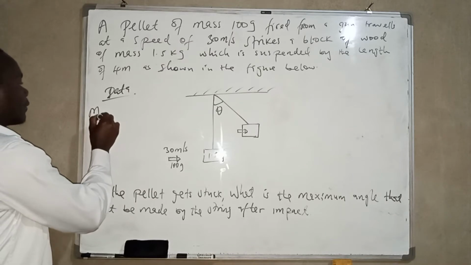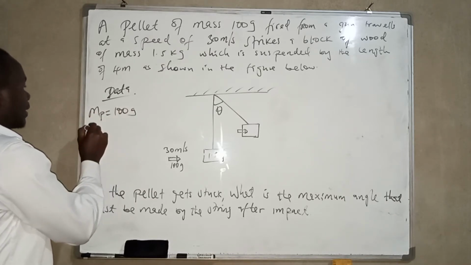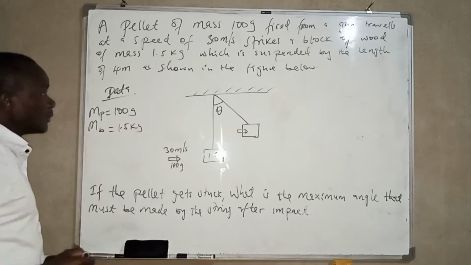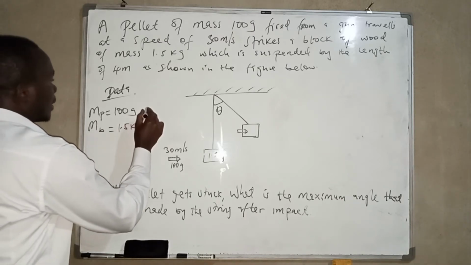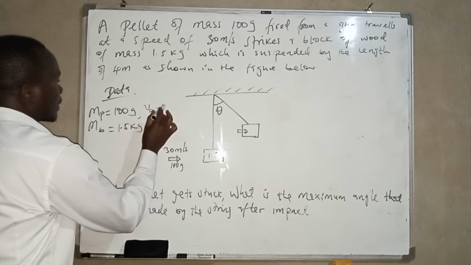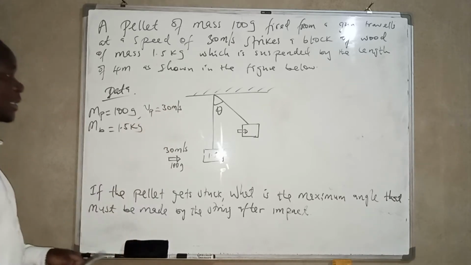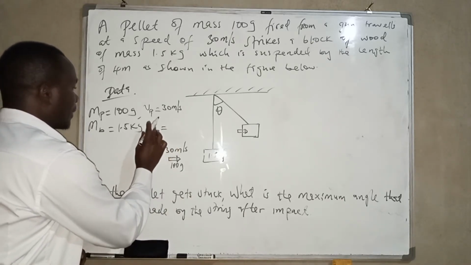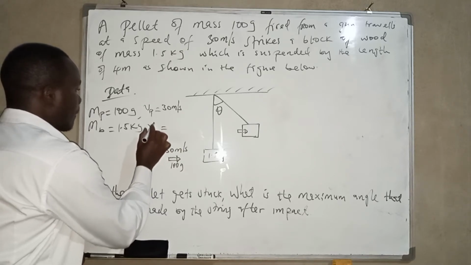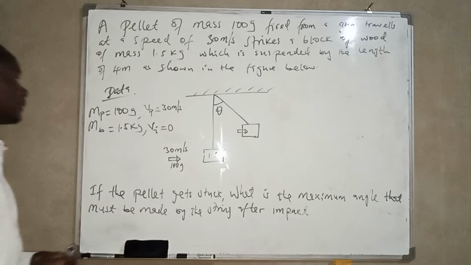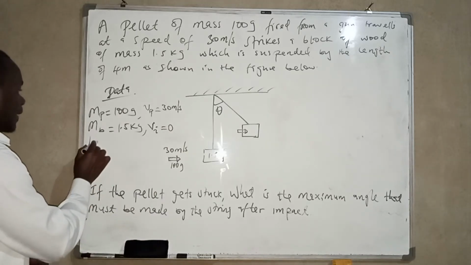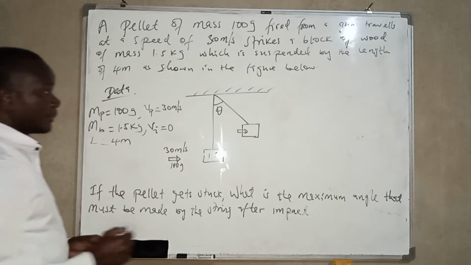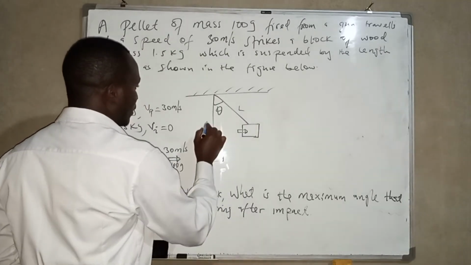So we have the mass of the pellet, which is 100 grams. Then we have the mass of the block, which is 1.5 kg. Then we have the speed of the pellet, which is 30 meters per second. And since the block is at rest, its initial velocity is 0. What else do we have? We have the length L, 4 meters. So this is L, and from this point to this point, it is also L.